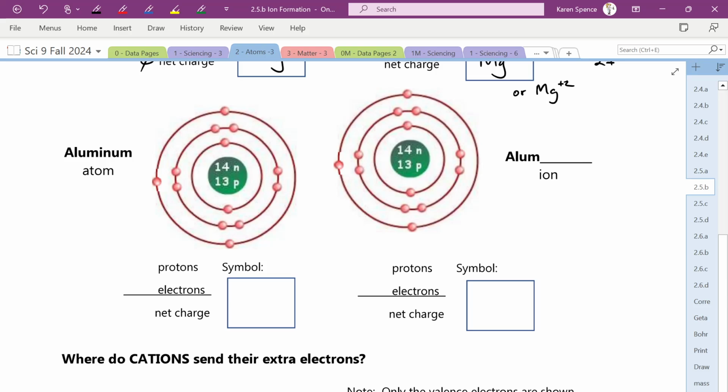Aluminum. How are we doing? Anyone having any difficulty? What's the symbol of this one? We're supposed to write number. Yeah, I know. And plus what? Is it just one plus? Maybe. That makes sense. So where's the 4 electrons?